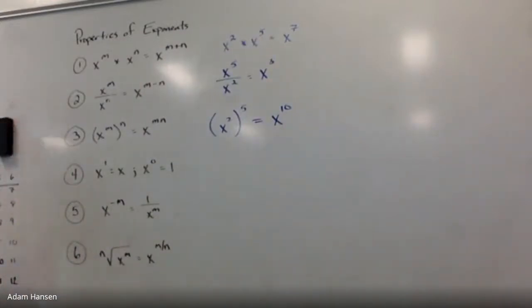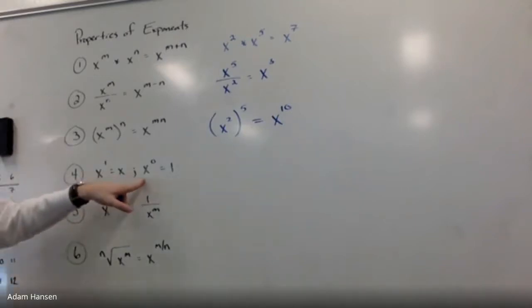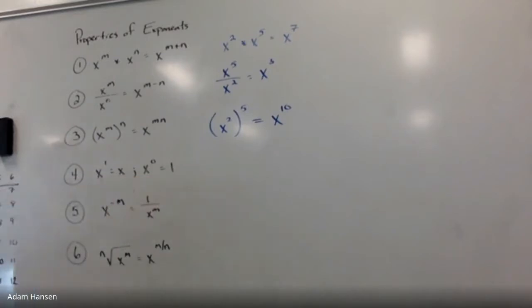Row 4 is a couple of different specific powers to keep in mind. Anything to the first power is equal to itself. X to the first is equal to x. I don't usually write the first power because it's kind of understood. We don't say 3 to the first, we just say 3. The 0th power, anything to the 0th power, is just equal to 1. Anything to the 0th power is always 1.